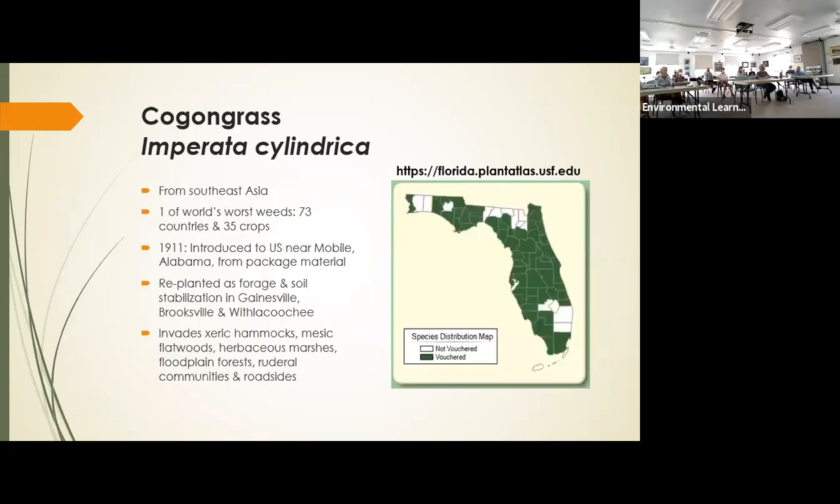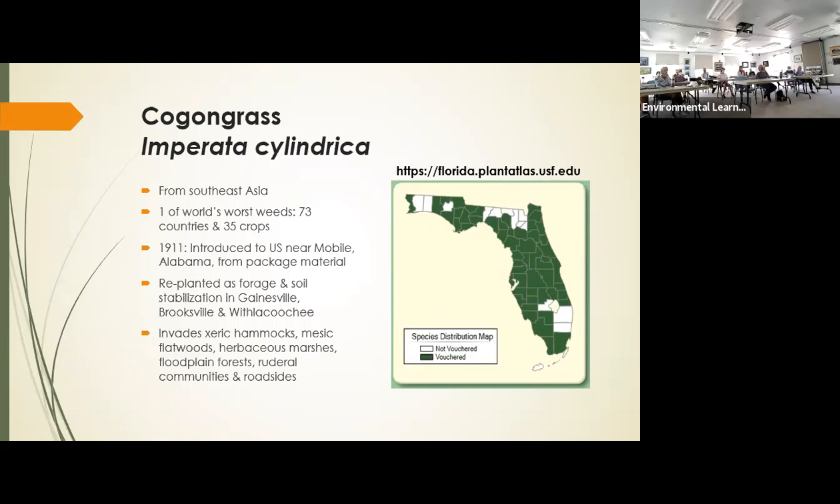Next slide. So for all the plants, I will show a range map, and that range map, which is on your right, is taken from the Florida Plant Atlas, a website maintained by the University of South Florida that is based on herbarium specimens. So you may see, I think that's Broward and Palm Beach County, showing there's no Kogan grass there. Nah, it's there. It just means nobody has sent in a voucher specimen for it yet.